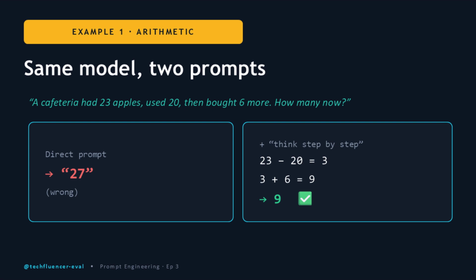Here's the canonical example. Ask: a cafeteria had 23 apples, used 20, then bought 6 more. How many now? Prompted for a direct answer, weaker setups often blurt 27. With chain of thought, the model writes: start with 23, minus 20 is 3, plus 6 is 9. The answer is 9. Same model, same question. The only change is that we let it think on paper.